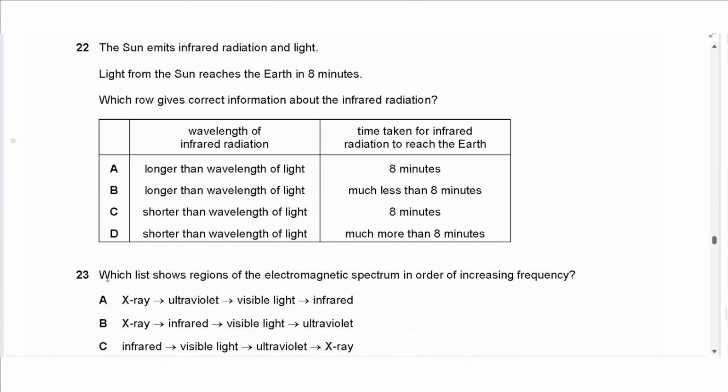Question 22 says the sun emits infrared radiation and light. Light from the sun reaches the earth in 8 minutes. Which row gives correct information about infrared radiation? For wavelength, is it longer than light or shorter than light? It is longer than light. And for the time taken for infrared to reach the earth, all electromagnetic waves travel with the same speed in space or vacuum, so it will take the same time, 8 minutes. So the common choice here is A.